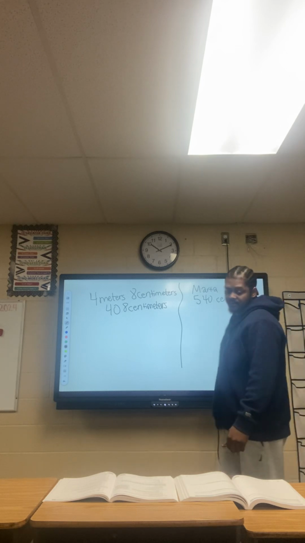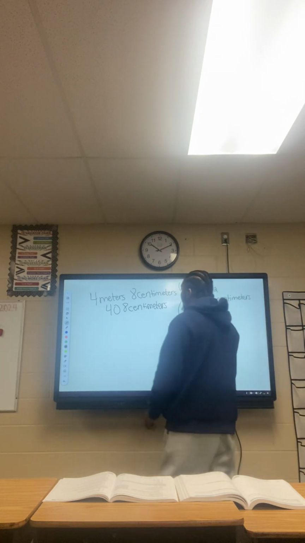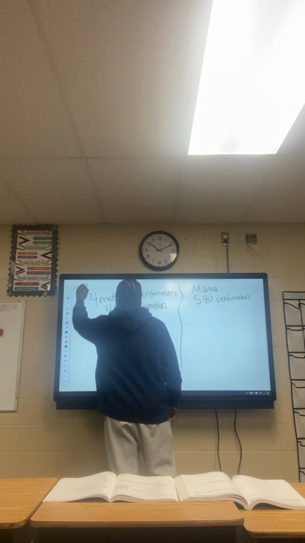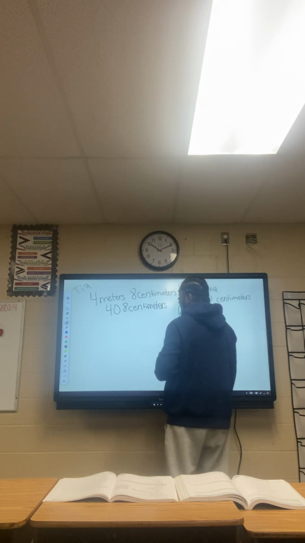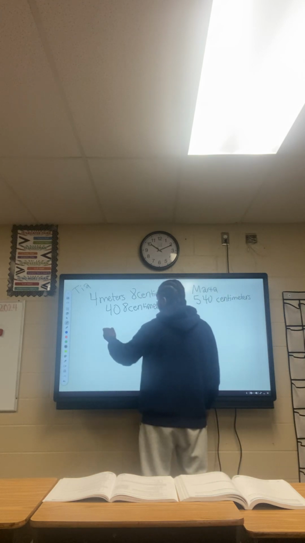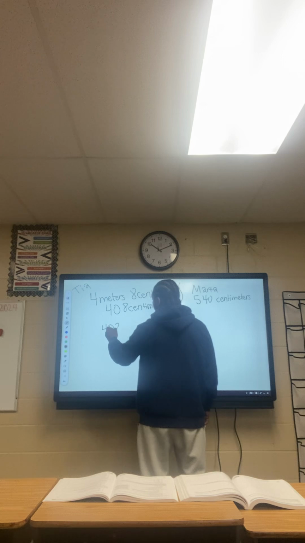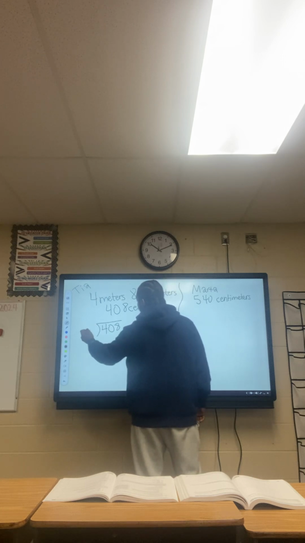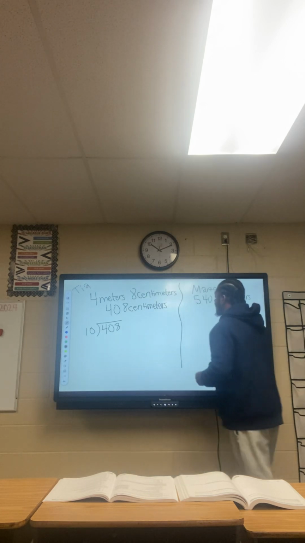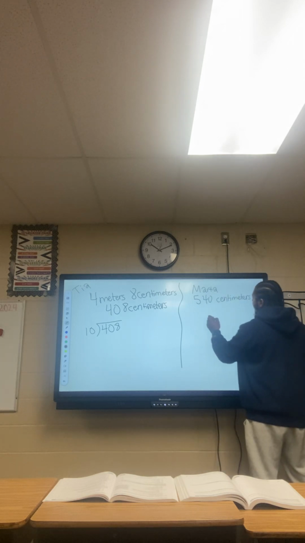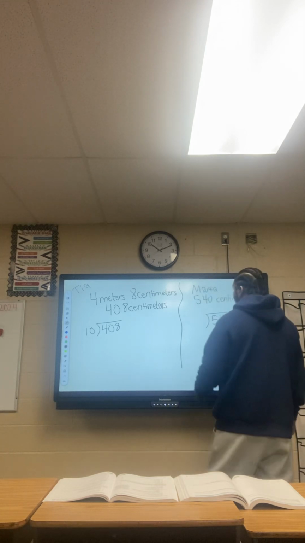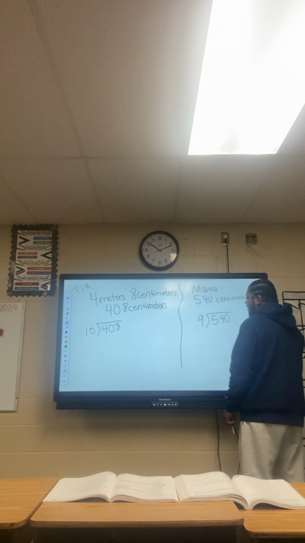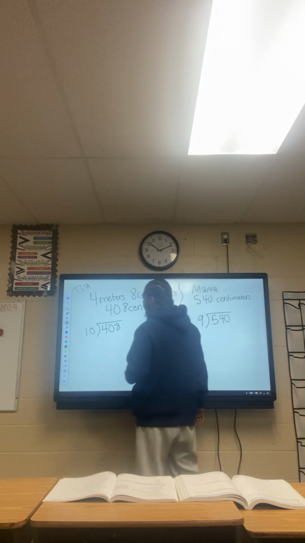So when we look at Tia's wire, this is Tia. We have 408 centimeters and it was cut into 10 equal pieces. So we can start off our division problem. 408 is our dividend and our divisor is 10. Over here, our dividend would be 540. And I believe Marta's wire was cut into 9 equal pieces. So we have our divisor as 9, so we can go ahead and solve. We'll start over here with Tia.